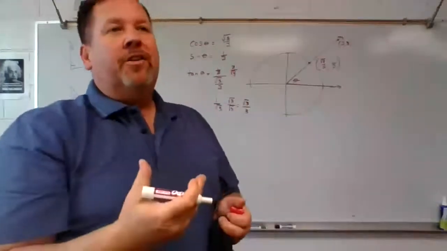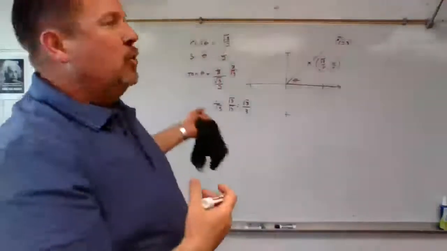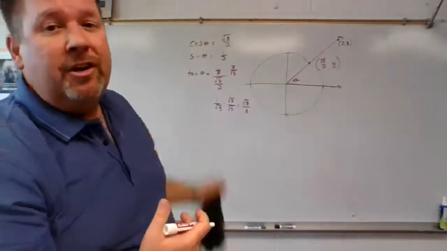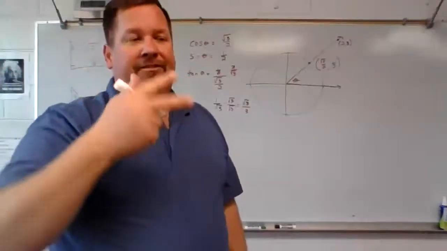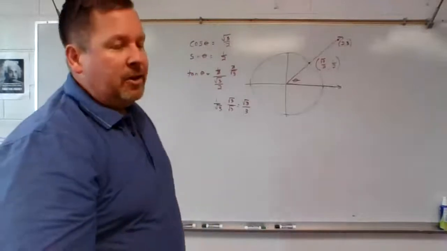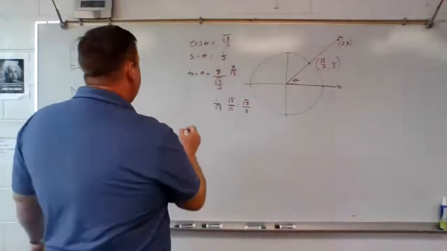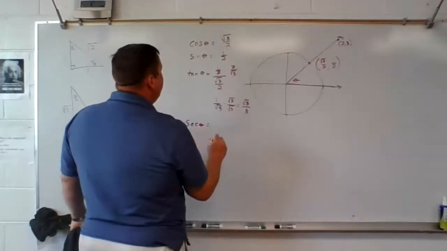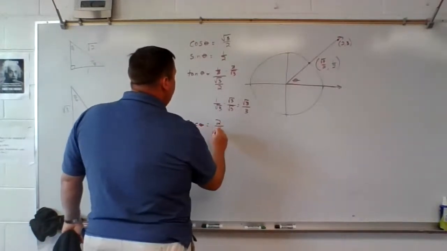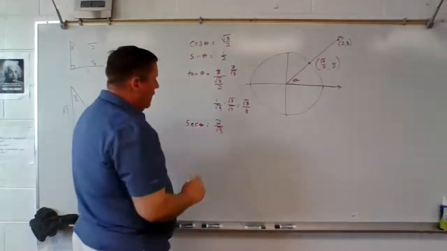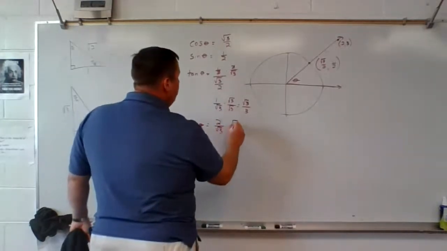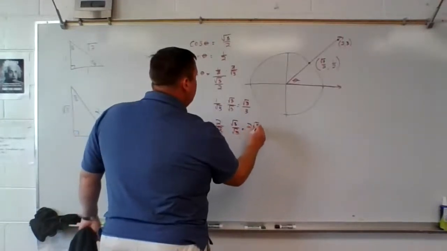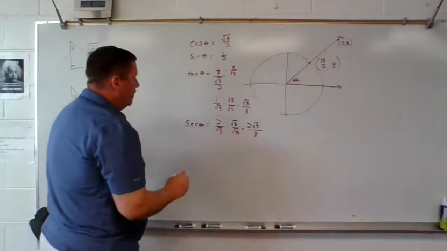Then we remember the other 3 all relate to these 3. So hopefully you remember what the inverse of cosine is. The flip of cosine is secant. So it doesn't matter what order we do them, but secant theta will become 2 over root 3. And again, we have to clean that up a little bit. Multiply by square root 3 over square root 3 and we get 2 root 3 over 3.